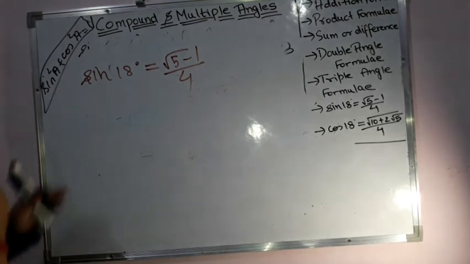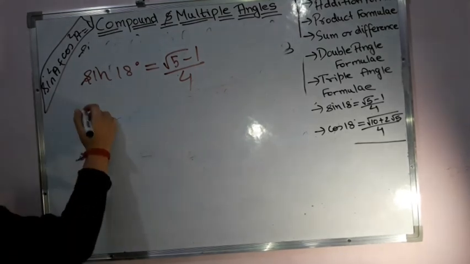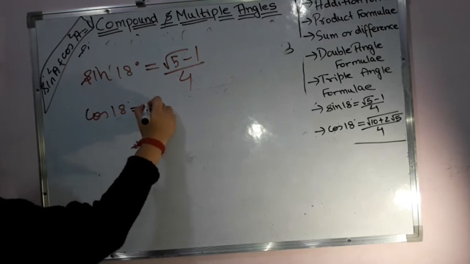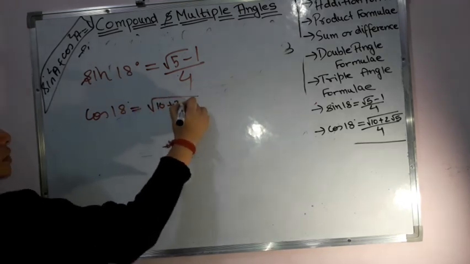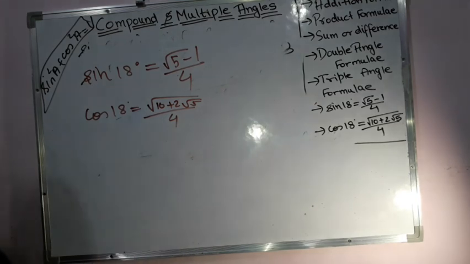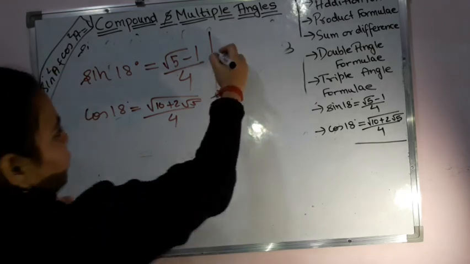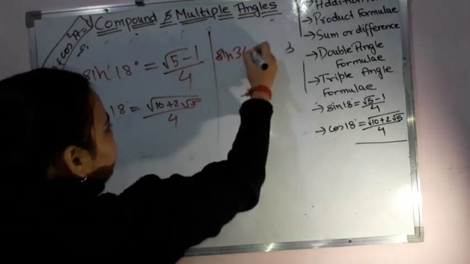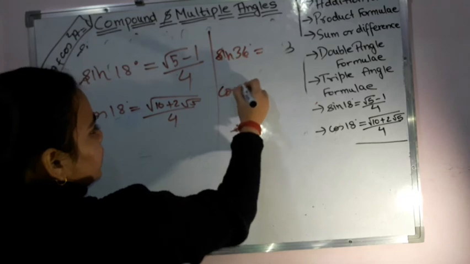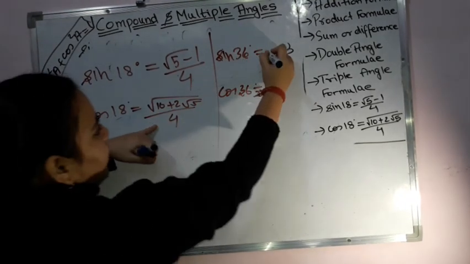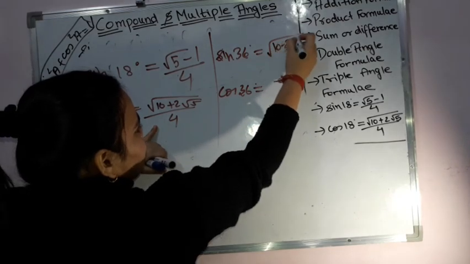4. This is the value for sine 18 degree, and the value for cos of 18 degree is equal to under root of 10 plus 2 root 5 by 4. And then you have the value for sine of 36 degree, and for cos of 36 degree. So sine of 36 degree will become under root of 10 minus 2 root 5 by 4.